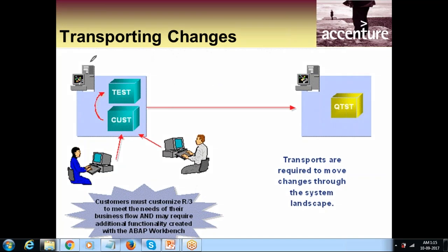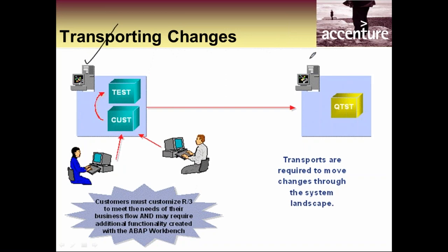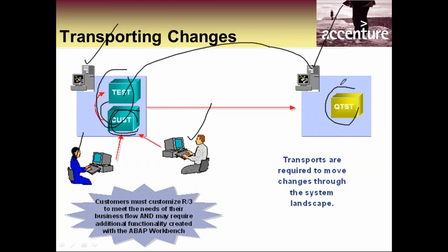So in the landscape I have two servers: one development server and one quality server. In the development server there are two clients, and production is one client. The customizing client, where a consultant like an ABAP or Basis consultant changes some data. Once customizing is done, the data moves to internal testing. Once internal testing is done, you export it into the quality system. Transports are required to move from one system to another system.